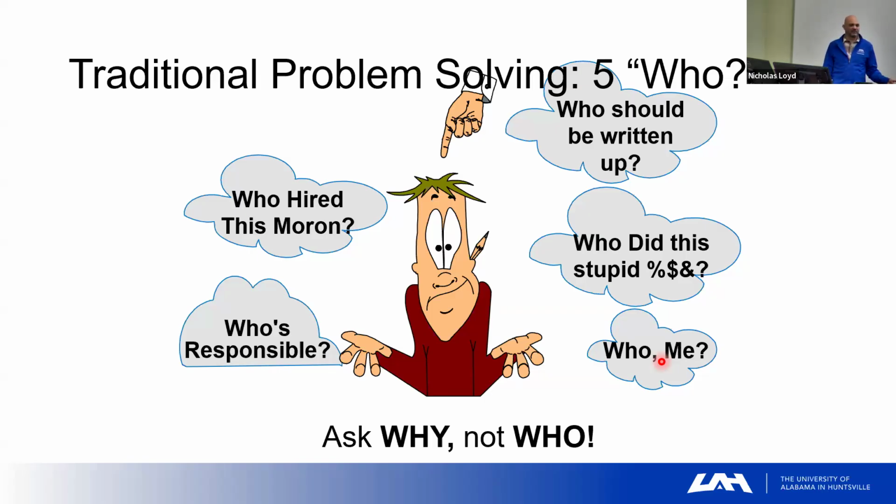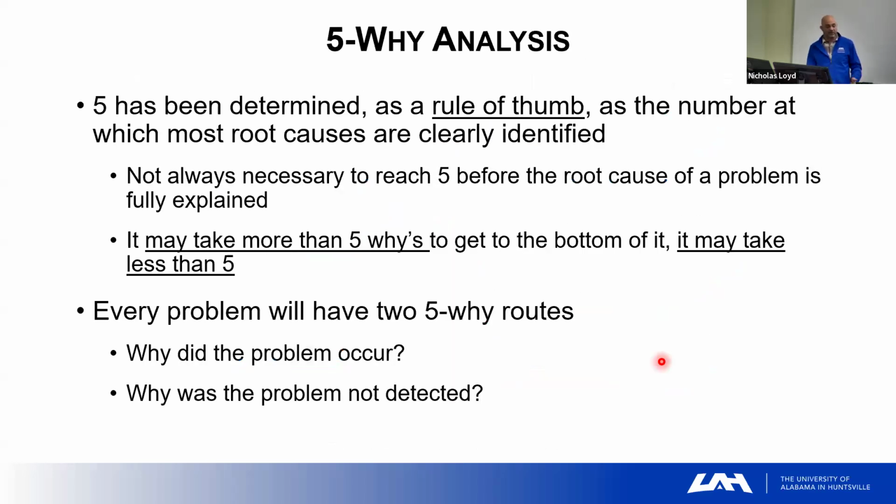We could get rid of the people without fixing the system, bring someone new in, work in the same bad system, and the same problems come back. So instead of asking who, we want to develop the mindset of asking why to solve problems. The 5 why analysis is a method that allows us to systematically ask why to get to a root cause, or get closer.